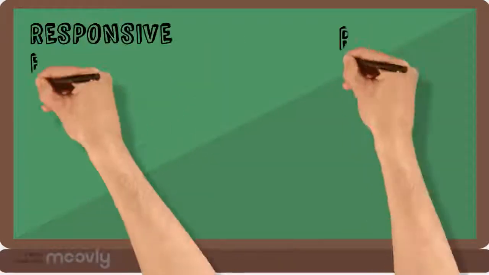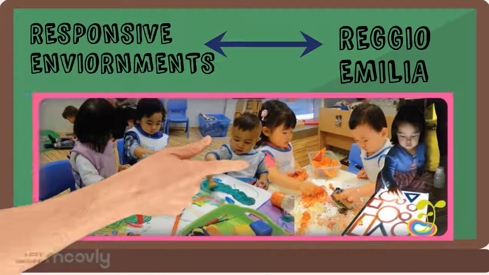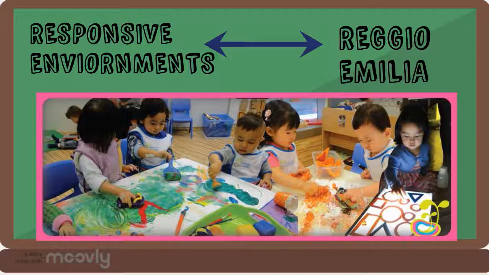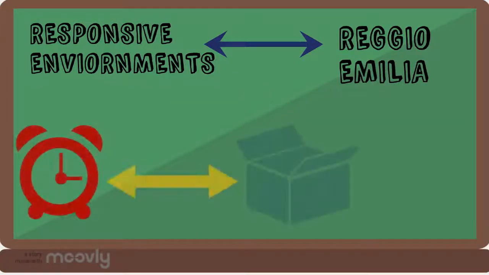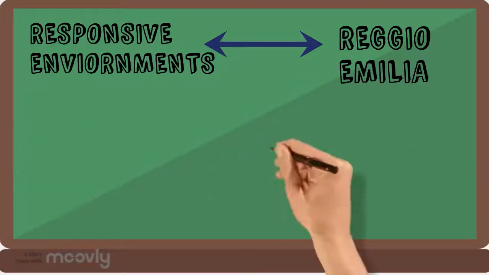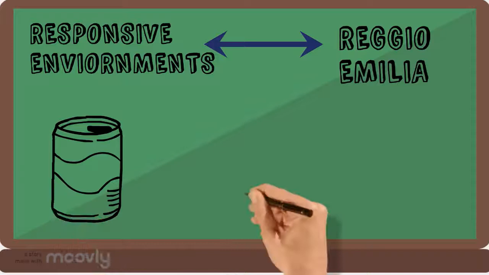Responsive environment and Reggio Emilia portray connections by them both wanting it to be about the child's interest, what they want to learn, and how. It explores the design elements of time, space, material, participation. It is always different through each week. There are new materials for the children to explore and to learn from.